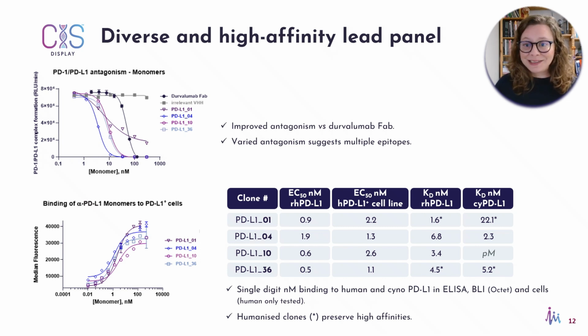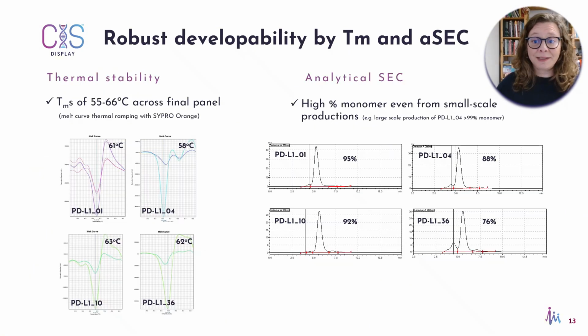And as you can see, they do retain very good binding ability to the target. Developability is a very important characteristic that we want to know as early as possible. So for these clones, we did check for thermal stability and percent monomer. And as you can see, we have very good values in terms of thermal stability, and the same is seen in terms of percent monomer.